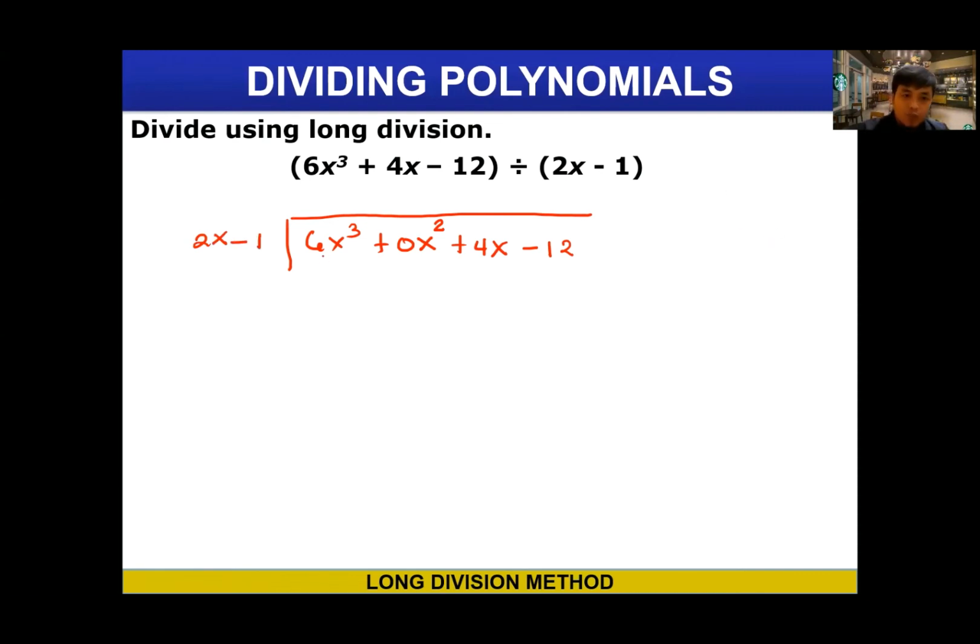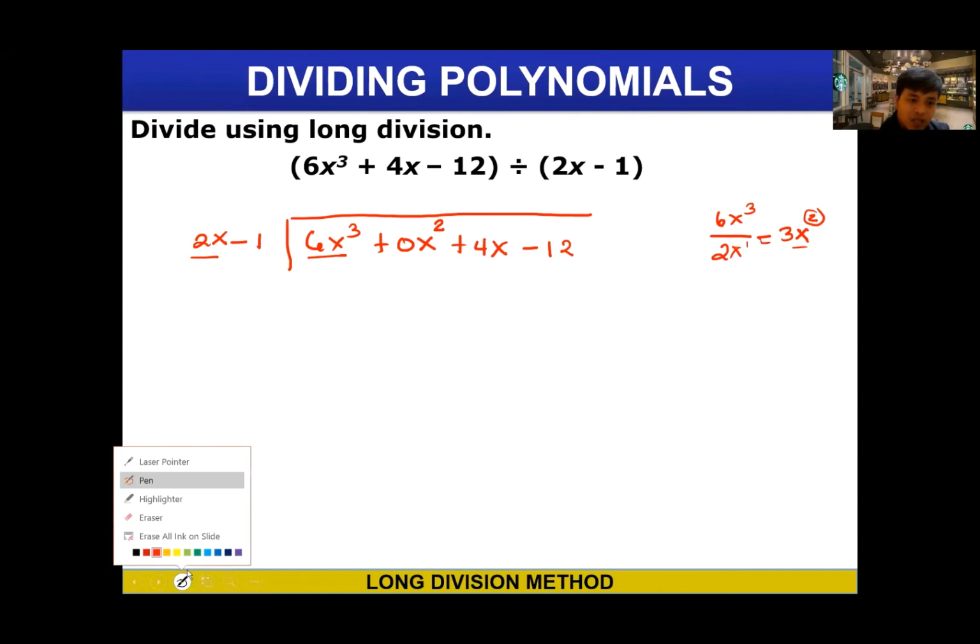Then we do the process. We divide the first term by the first term. We have 6x cubed divided by 2x. 6 divided by 2 is 3. X cubed divided by x is x squared, so notice we just subtract the exponents: copy the variable x, and 3 minus 1 becomes 2. That's why we have 3x squared. Where will I place that? I will place it aligned with the exponent in the given, that is 2. So we have 3x squared placed here.